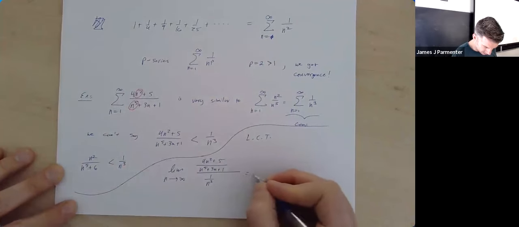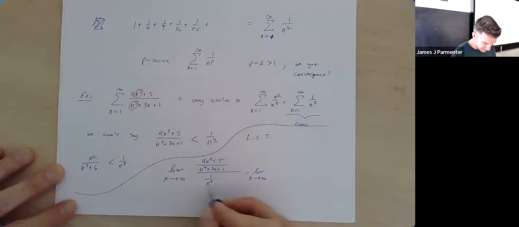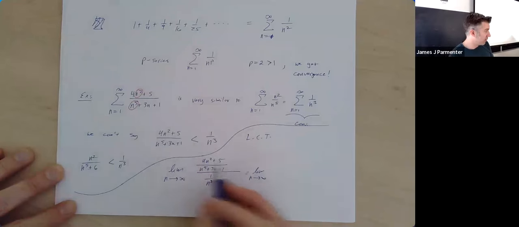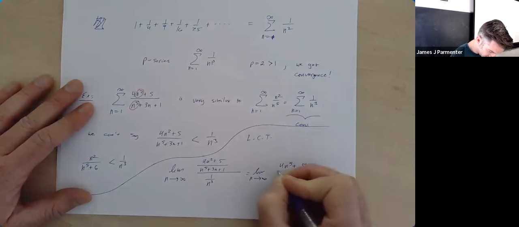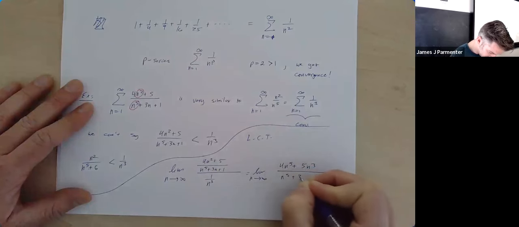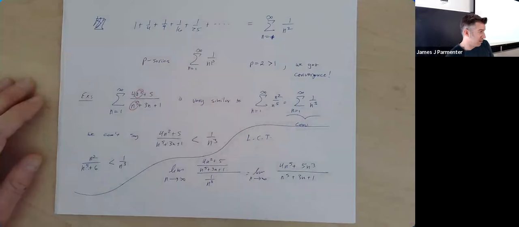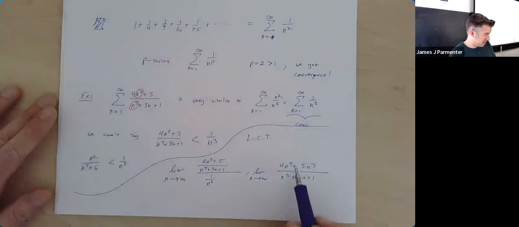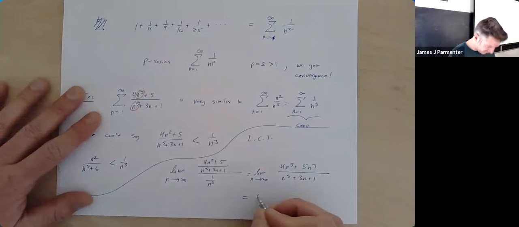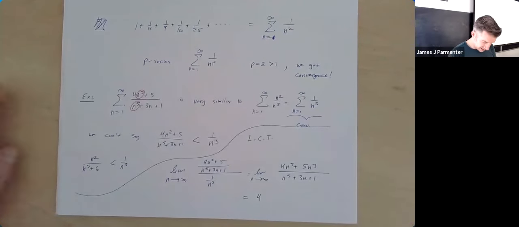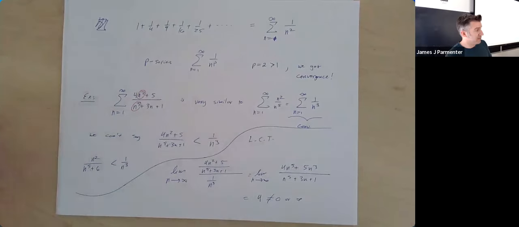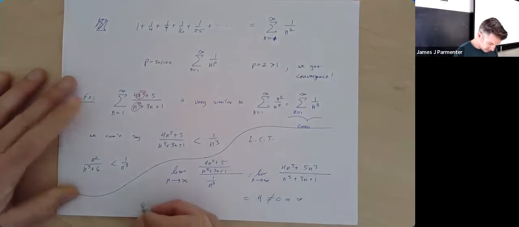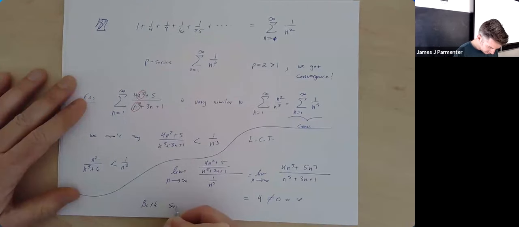So when we do this, we're going to get the limit as n goes to infinity. If I flip and multiply, the n cubed times the 4n squared gives me a 4n to the fifth plus a 5n cubed, over n to the fifth plus 3n plus 1. And just like before, when the limit was 1, same idea here. Powers are the same, so the limit here is going to be 4. Since that is not 0 and not infinity, both series have the same behavior. So both series converge, because one of them we know converges.